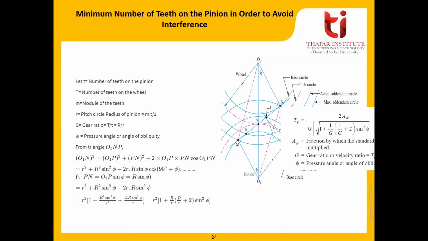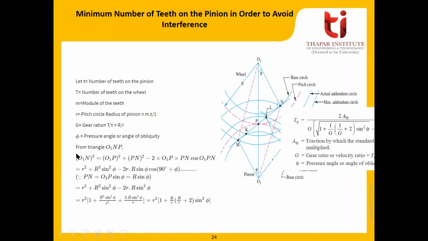So mathematically, you can assume that small t is the number of teeth on the pinion and capital T is the number of teeth on the wheel. M is the module of both of the gears. Small r is the pitch circle radius of the pinion, which in the form of module can be written as mt by 2. G is the gear ratio, capital T by small t or capital R by small r, and phi is the pressure angle, or angle of obliquity.